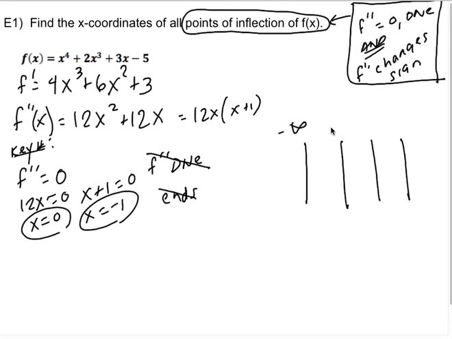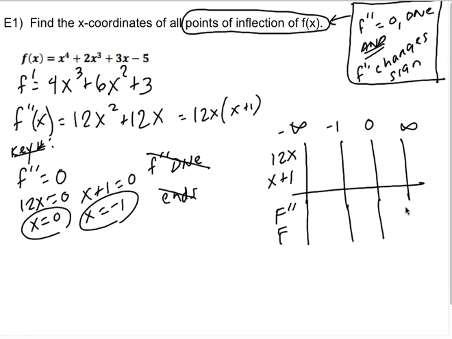So we've done a lot with endpoints lately. Also make sure that your x values go in ascending order, right? This is essentially a number line. So 12x is the first factor, and x plus 1 is the second, right? This is an f double prime sign chart, which is important. You need to make sure it's clear that it's an f double prime sign chart, right? And I'm going to use that f double prime to find out things about f.